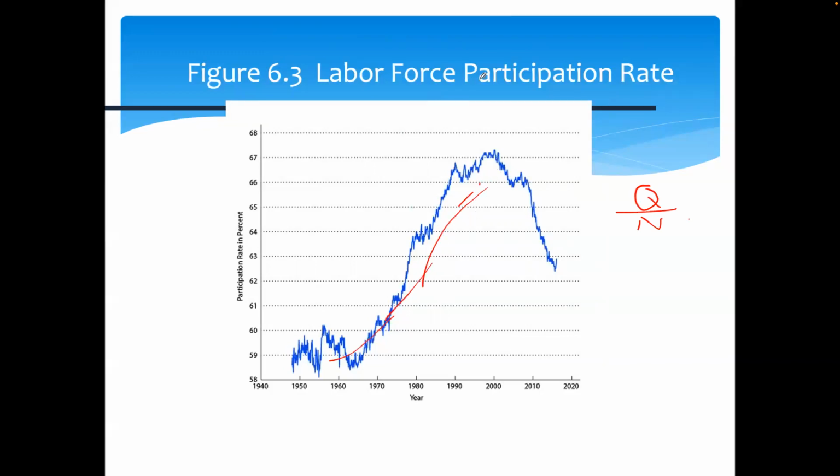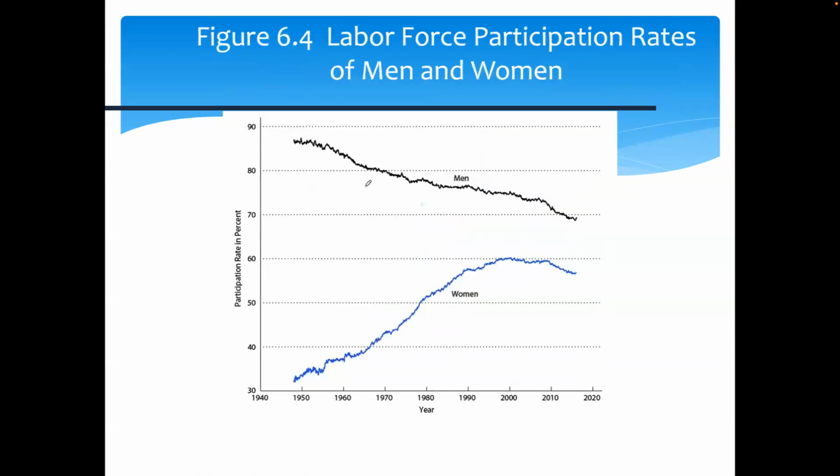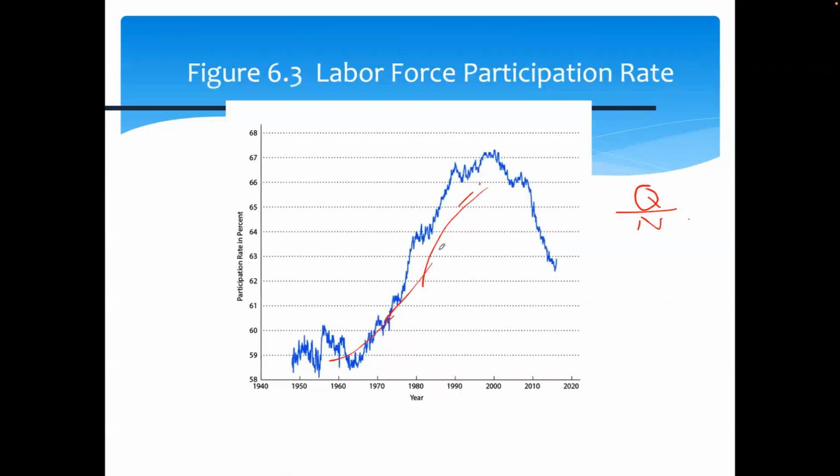But this is the overall labor force participation rate. If we look at the labor force participation rate by gender, male versus female, there's a very interesting and surprising phenomenon. The labor force participation rate for men steadily declined, and it declined by a lot, almost 20%. In the meantime, the female labor force participation rate rose, and also rose a lot, more than double. Certainly, this is very interesting, and it gives a better picture of why this number rises and falls.